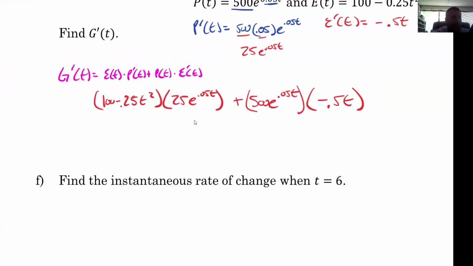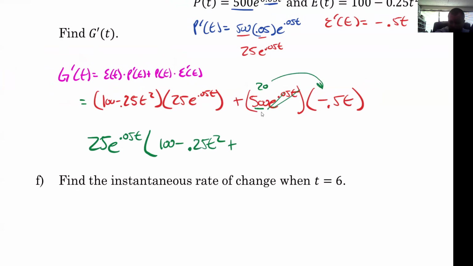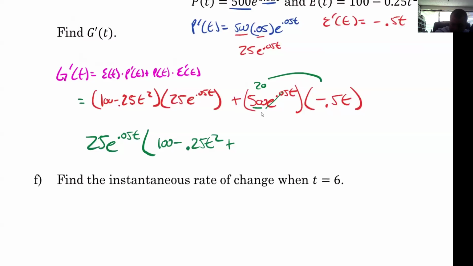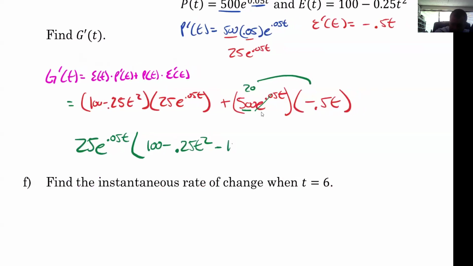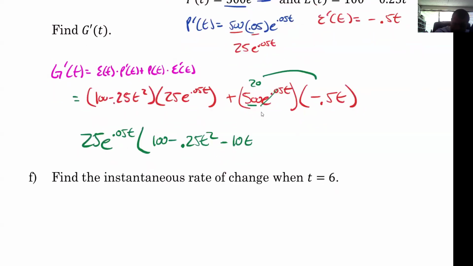All right, so I can definitely pull some things out of here. I'm going to pull out a 25e to the 0.05t from everything. That's going to leave me 100 minus 0.25t squared. That's going to leave me a 20 over here when I do that. 20 times negative 0.5 is going to be minus 10, so I'm going to get a minus 10t. That's going to be our derivative, something like that. And any of these forms are fine.